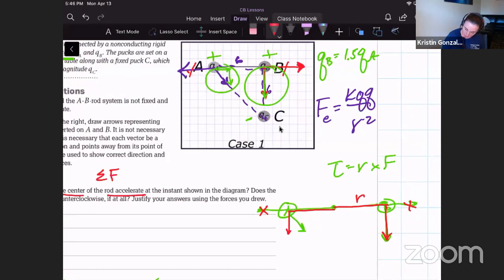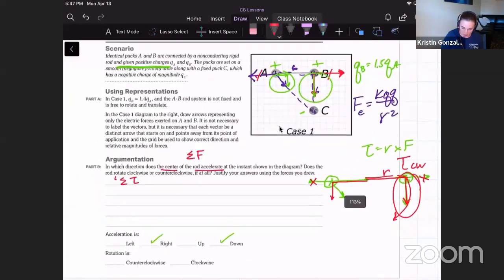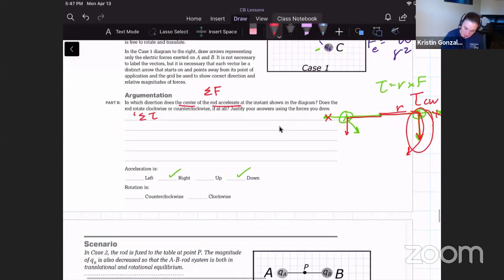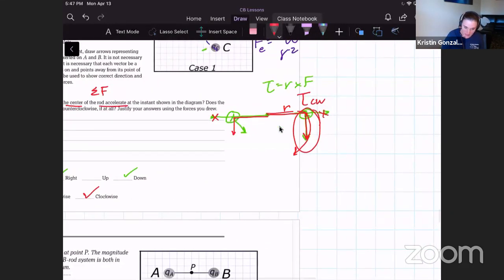So if we look at the magnitude though, which one of these would have a greater magnitude? That would be the force on the right-hand side here, which if we actually follow through R cross F, we can easily see that that's going to give us a clockwise torque. So we still can have torque with our charges. This is what we call a dipole here. So it would be a clockwise torque because there is a net torque on that right side.